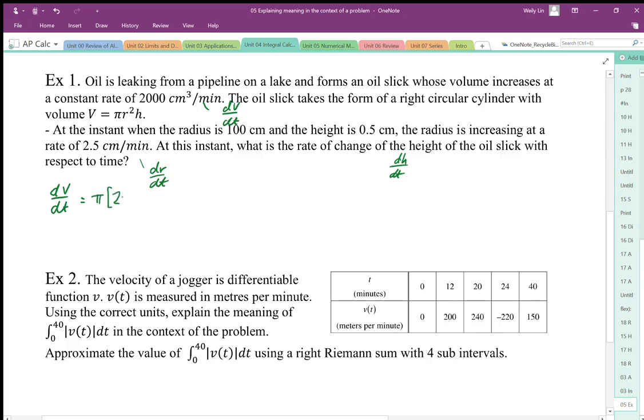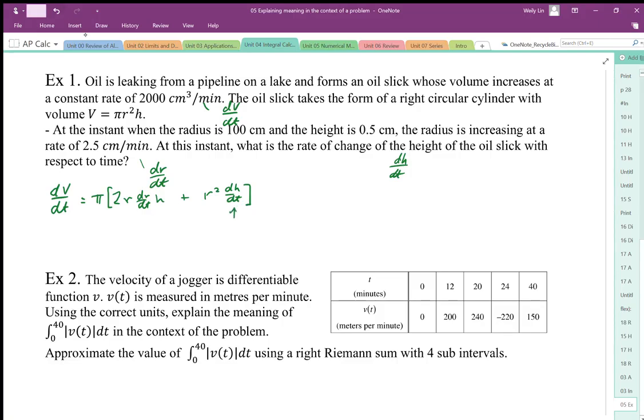So we end up with 2r times dr by dt times h plus r squared times dH by dt. Okay, so there is our expression. We need to then solve for this. So we're just going to plug in all the known parts.